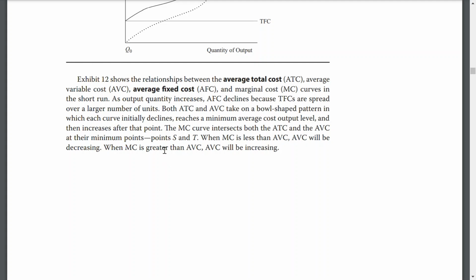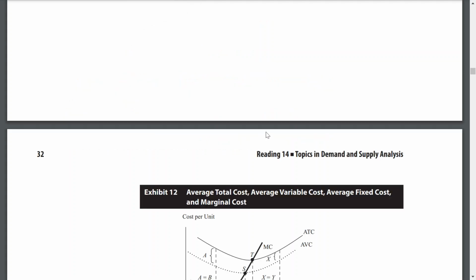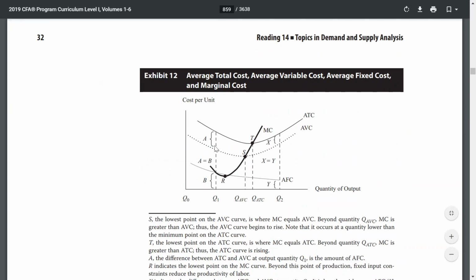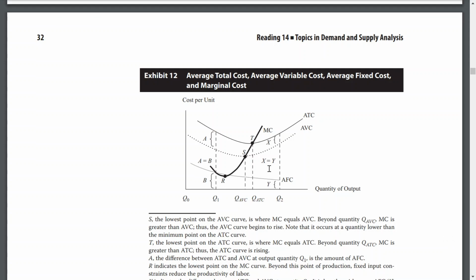At points S and T, where MC is less than AVC, average variable cost will be decreasing. Where marginal cost is greater than average variable cost, it will be increasing. So this is the relationship. I actually made a video exactly about this in my IB economics, or investment banking economics, so you guys could go and see that.